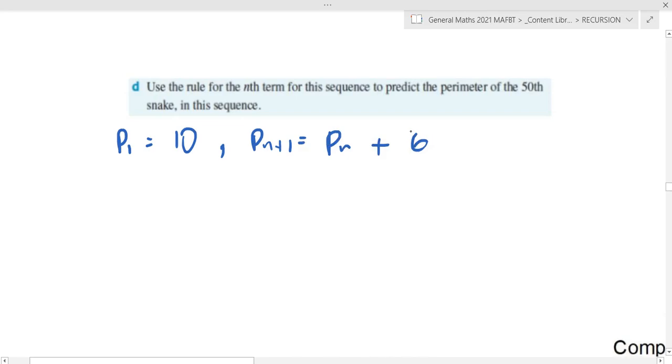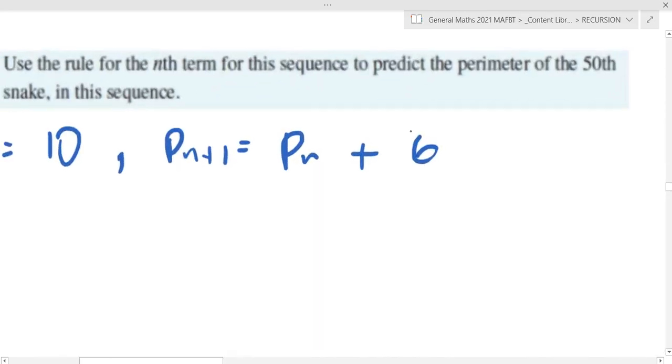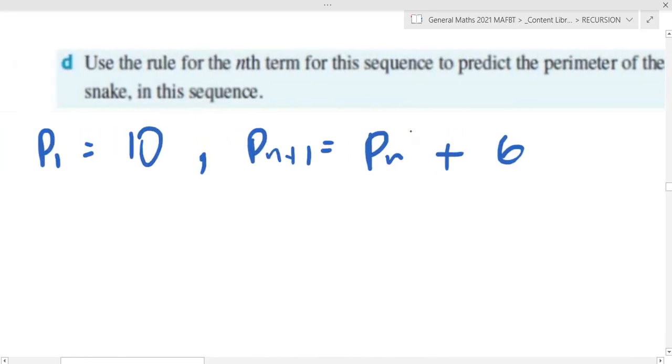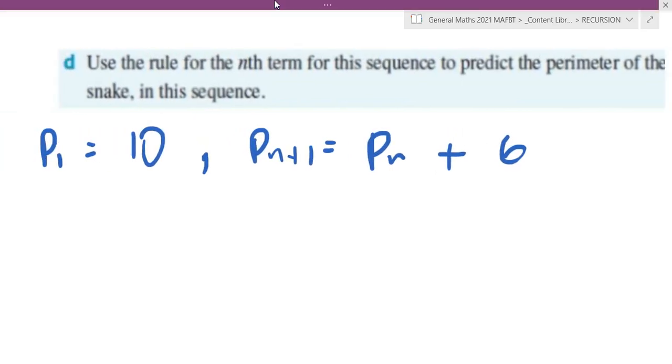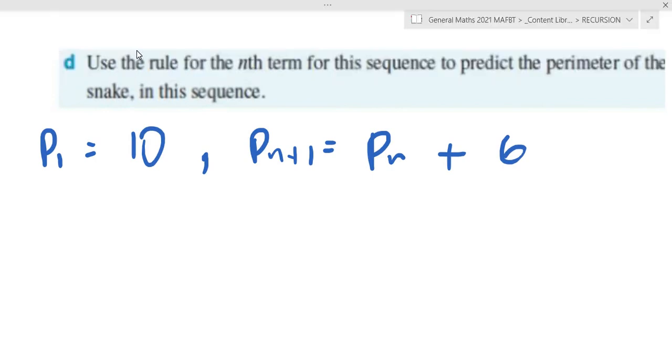Alright, part D, last bit. So this is now where we use the nth term rule. But remember, think back to the recurrence relation. The recurrence relation was P1 equals 10, so the first term was 10. And then to get the next term, Pn plus 1, it was Pn plus 6. So can anyone tell me how I can use this now to find my nth term rule?